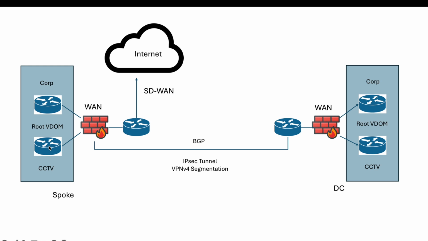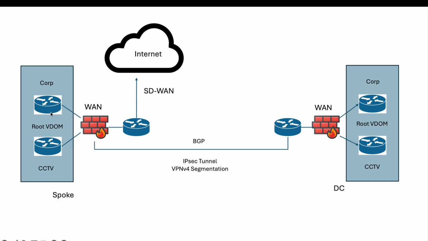That's standard practice. Then what I want is for these two domains to speak to their corresponding head ends in the data center. So CCTV cameras want to speak to the NVR, and corporate users want to be able to speak to corporate resources sitting up here in the data center. So what we do here is we create an IPsec tunnel, but we create it from the root VDOM here.